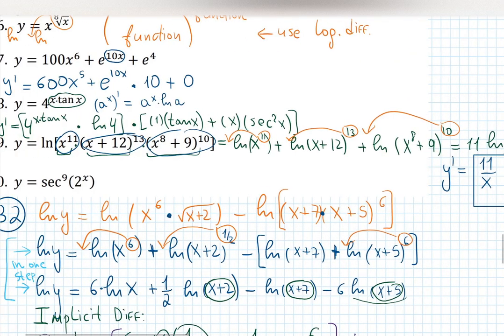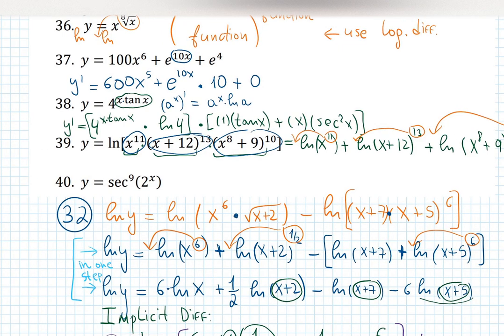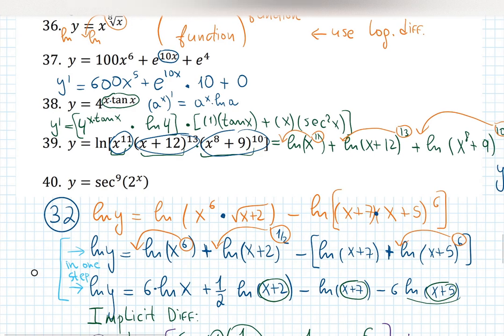Finally, last example for this topic, y equals secant to the 9 of 2 to the x. And here, let's just do the chain rule right away. I don't see how we can simplify this, so it's actually not a very hard example. As always, I don't really see why, but examples at the end seem to be easier than examples at the beginning.